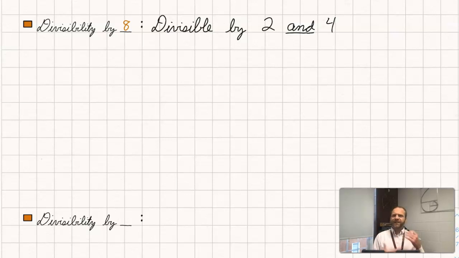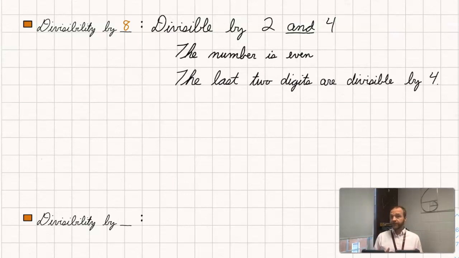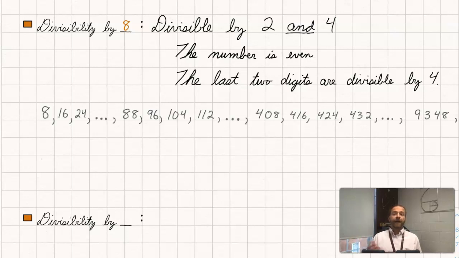I'm actually using the same idea I did with the number 6. If the number is even, it's divisible by 2. So now I have to check, is it also divisible by 4? Are the last 2 digits divisible by 4? So if I want to check divisibility by 8, I might as well see, is it an even number? And are the last 2 digits divisible by 4? That will tell me if it is divisible by 8.